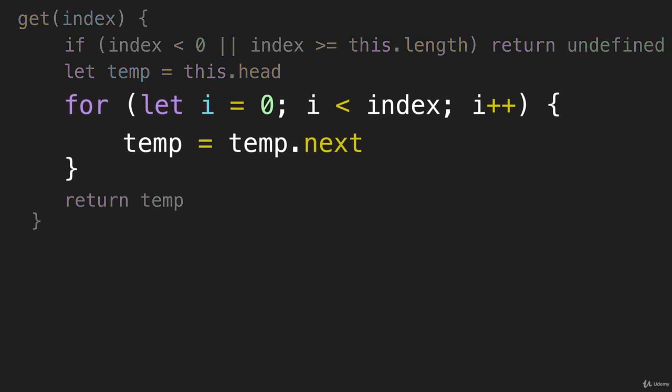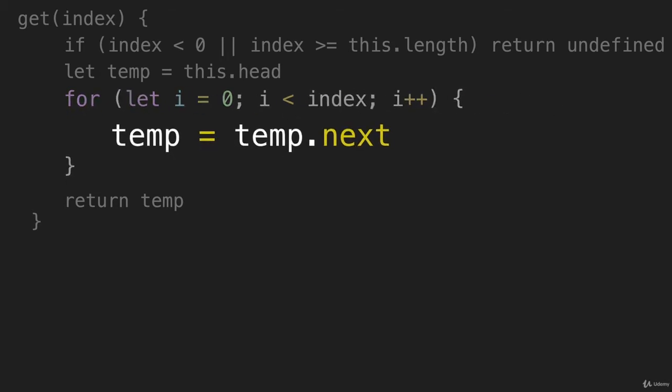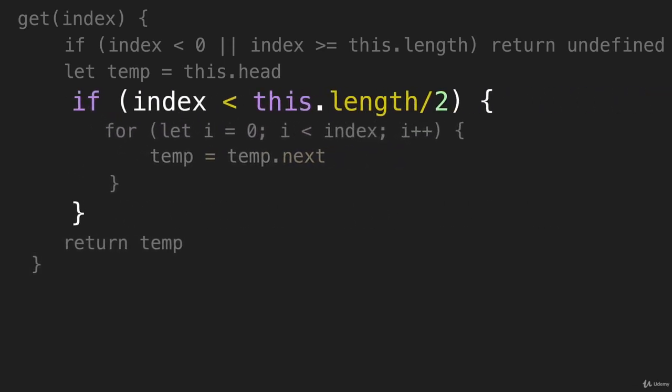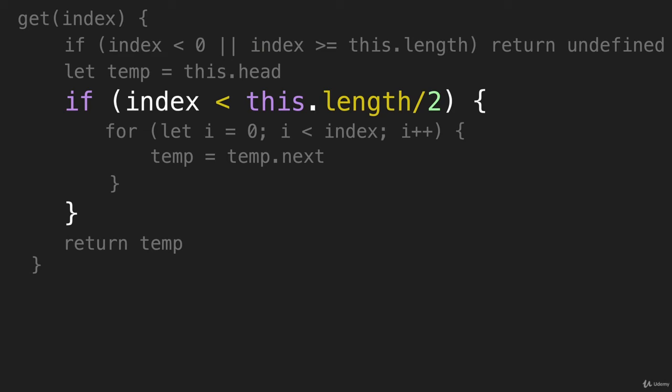This for loop, we only want to use if we're in the first half of the list, because this just moves forward by going temp.next. So we're going to wrap this with an if statement that says if the index is less than the length divided by 2, in other words, it's in the first half of the list, then we will use that for loop.